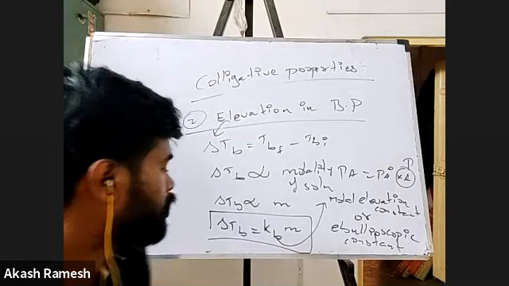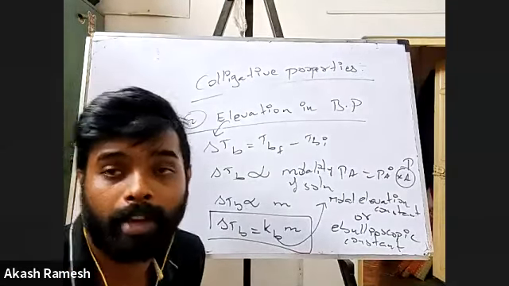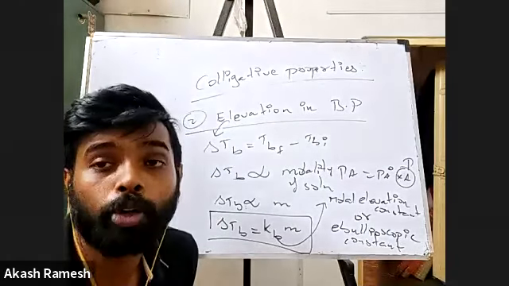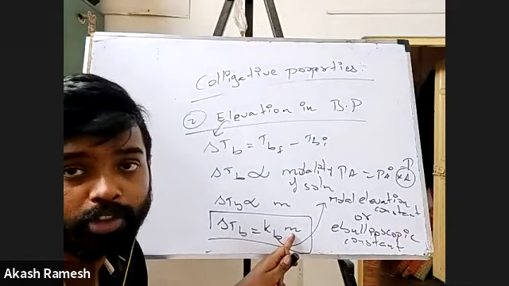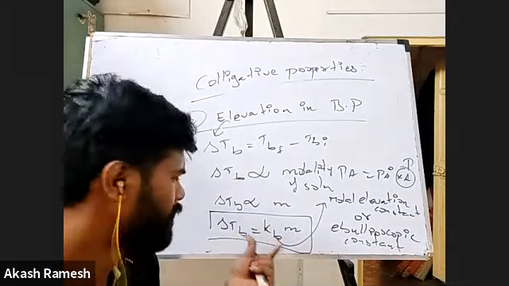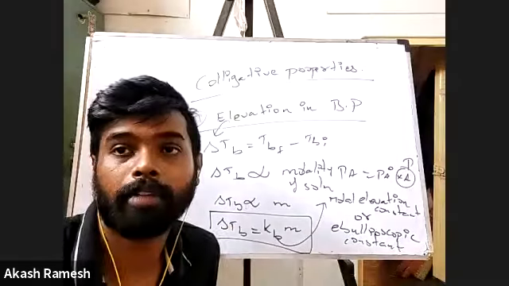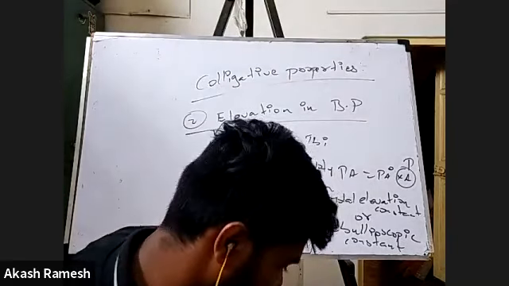So delta TB is equal to Kb into m, where Kb is the molal elevation constant, or the ebullioscopic constant, m is the molality of the solution, and delta Tb is the elevation of boiling point. Very simple equation. Okay, fine. Maybe we will do a problem.